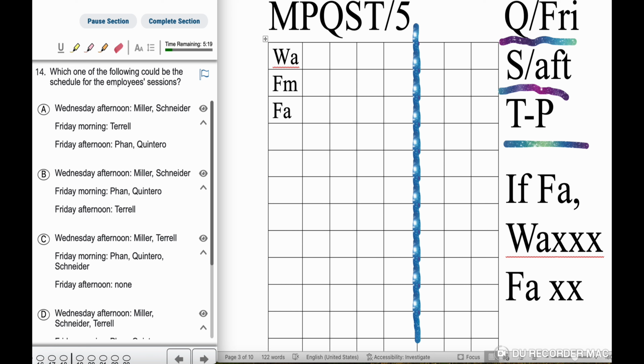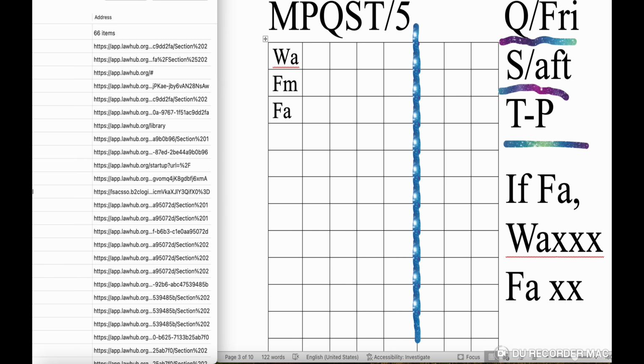Question 14. Which of the following could be the schedule for the employee sessions? First condition, Q is on Friday.